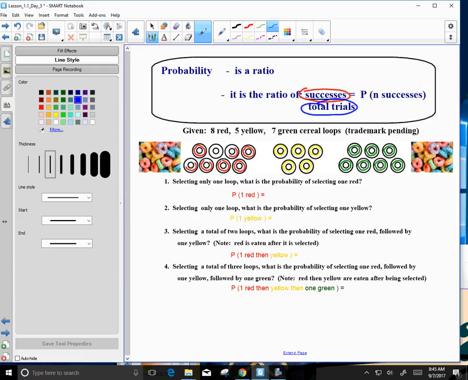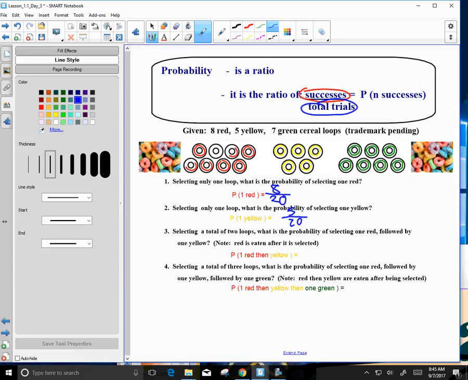And so when we look at problem 1, you have all these 20 Fruit Loops, and 8 of them are red. The probability of drawing one that's red, there's 8 total possible reds out of a total of 20. So what is it for yellow? How many total yellows are there to pick? 5 out of 20, right?